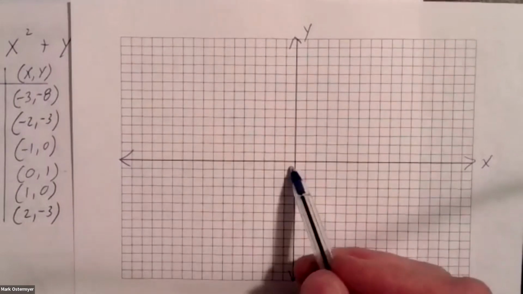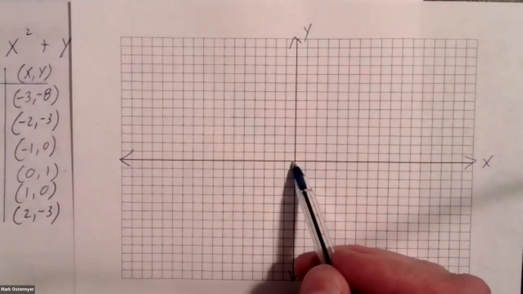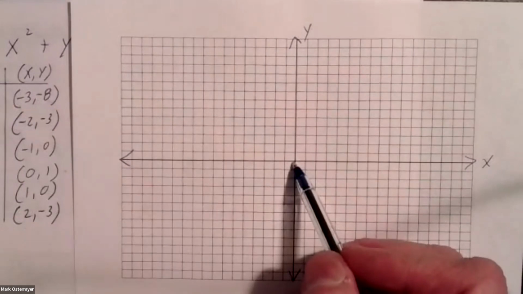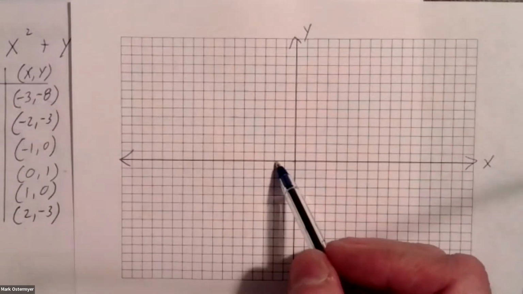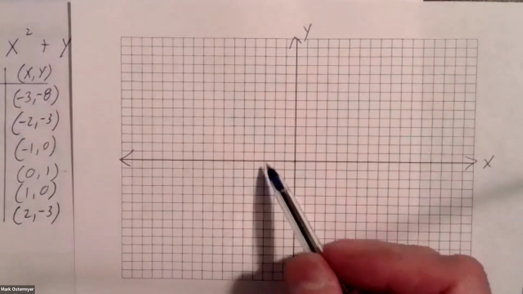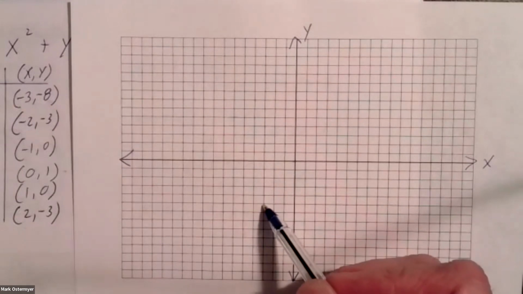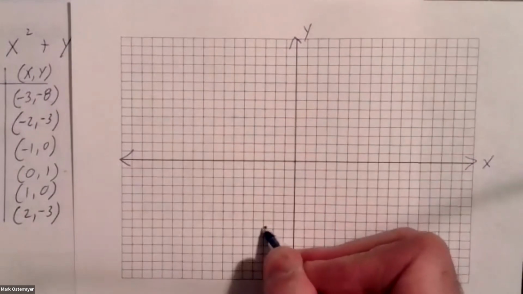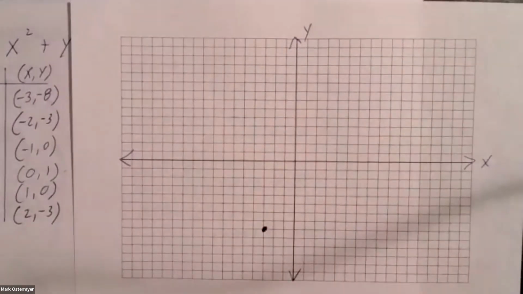All right, so let's plot these points. Negative 3, negative 8, we start at the origin. To plot negative 3, negative 8, this first ordered pair solution of our equation, we move 3 to the left on the x-axis, negative 1, negative 2, negative 3, and then we move down 8 units, negative 1, 2, 3, 4, 5, 6, 7, 8, right here. There's negative 3, negative 8, lies in the third quadrant.